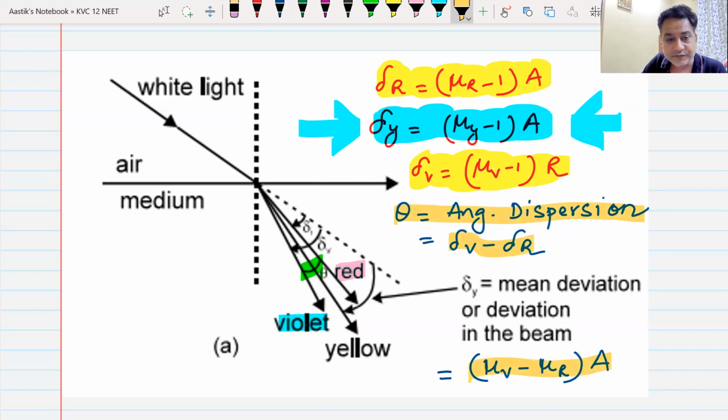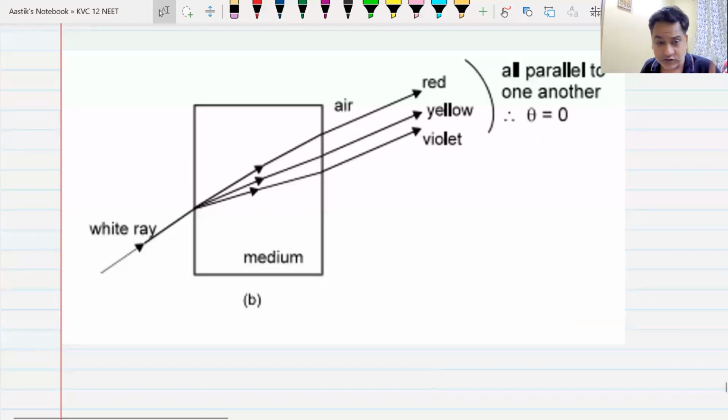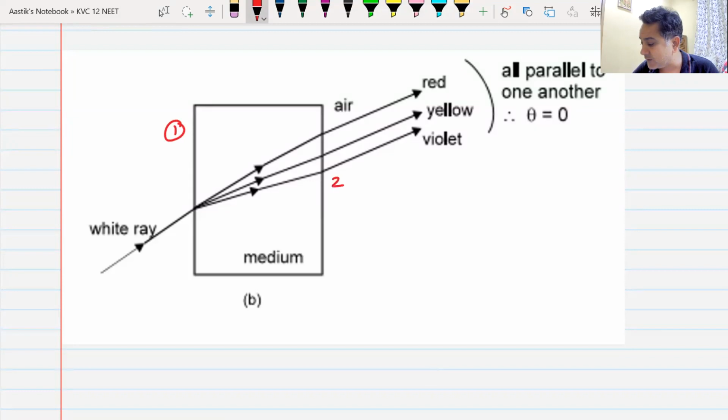Now I show you the diagram for dispersion by refraction. Now what happens if you have a glass slab? If you have just one surface, I have shown that the rays deviate. But if you have two plane surfaces like this, and remember this might come as a direct question to you, that means you have a glass slab. The first refracting surface is this and the second refracting surface is this.